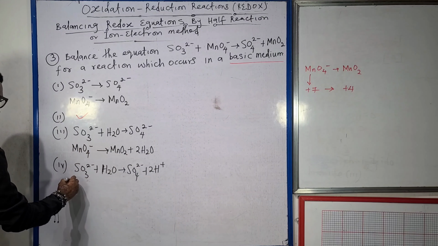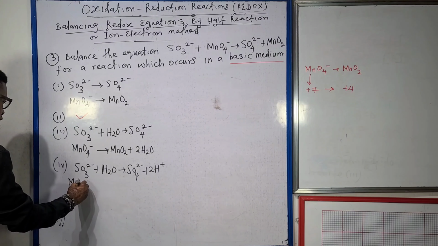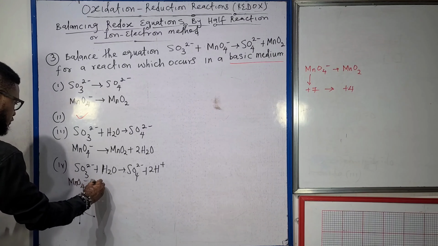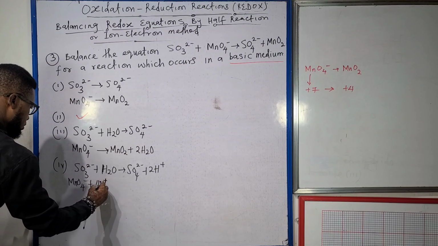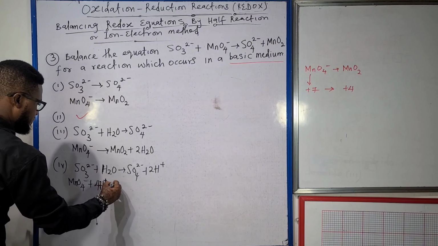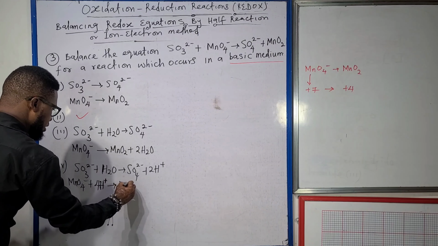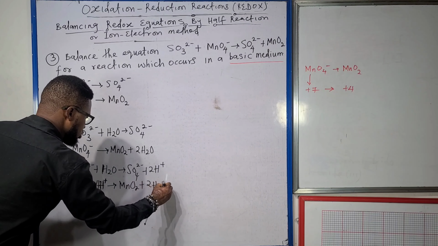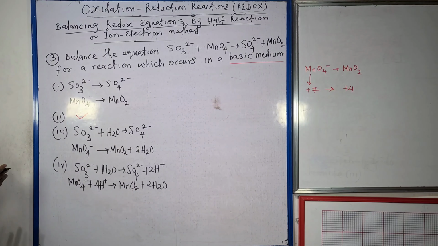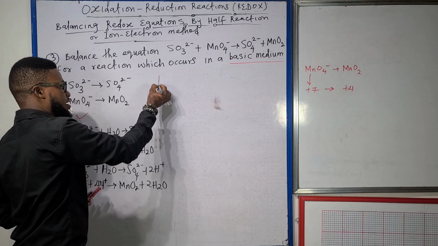So that is MnO4 minus plus 4H plus to give me MnO2 plus 2H2O. That ends step 4. Talking about step 5.